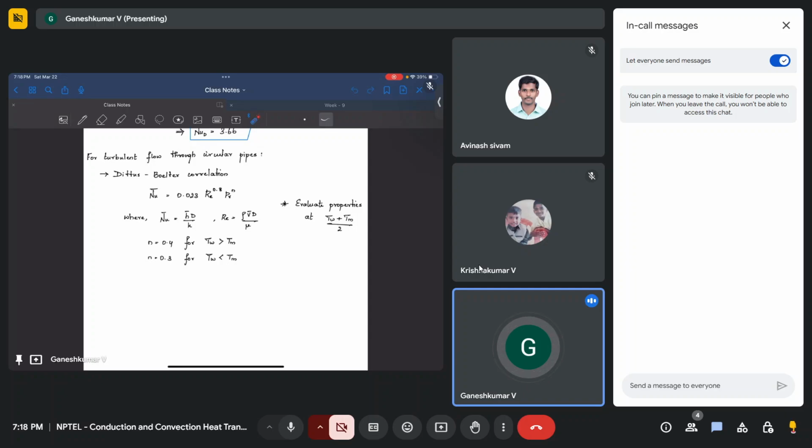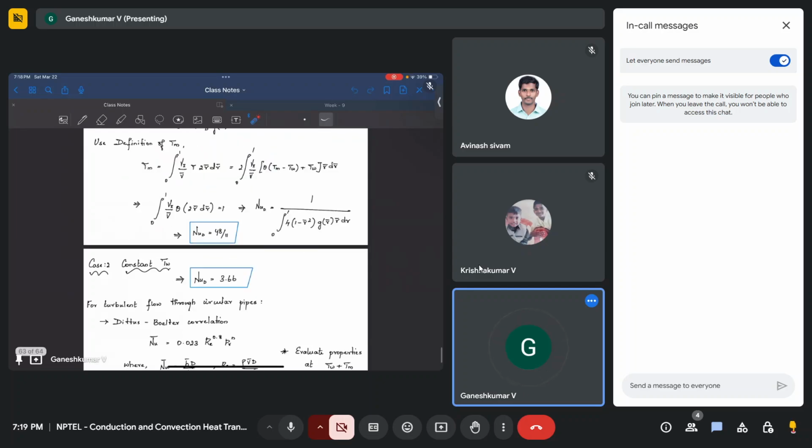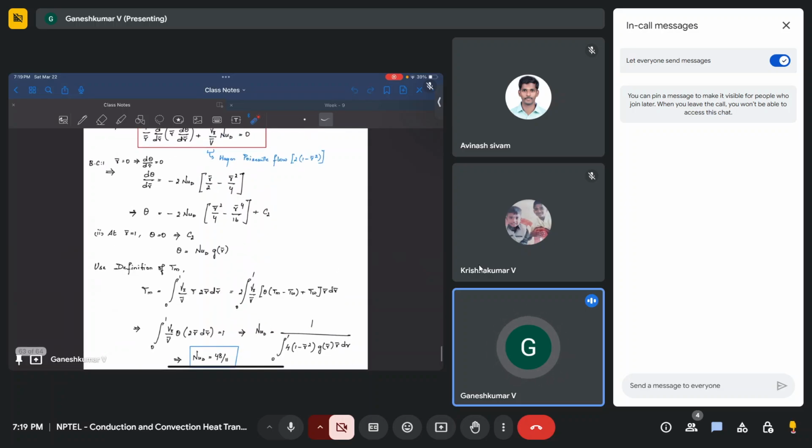Yeah, but these don't come from solving the energy equation. They come from experimental observation. People have performed experiments. They measured the temperature profiles, and they found the Nusselt number for various Reynolds number and Prandtl number, and then they fitted this kind of correlation to it. And this is the most celebrated correlation, the Dittus-Boelter correlation. That's why we need to show a little bit about it, so we have included it in our syllabus. Okay. I hope this is clear.